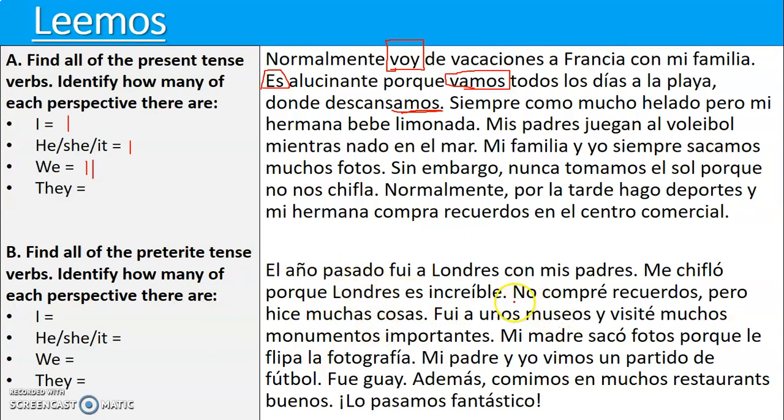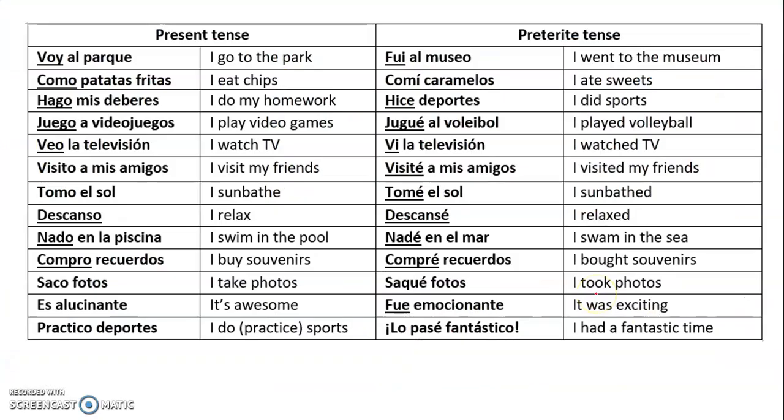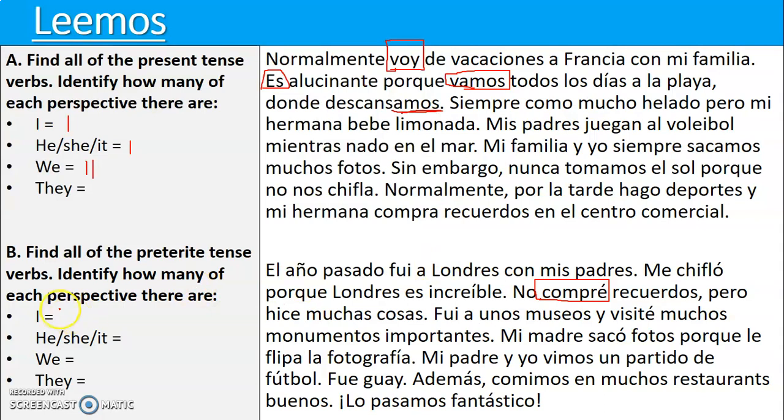Let's start here actually. No compré recuerdos, pero hice muchas cosas. So with the verb ending with an accent, hopefully you recognise that that's I bought, but it's actually I didn't buy because it's got a no at the front. So no compré. Again, there it is in your fact book. So you can put a tally for that.